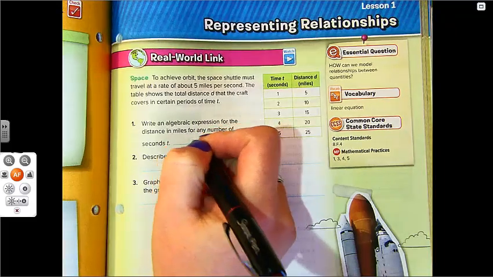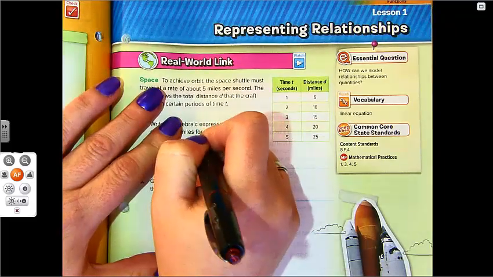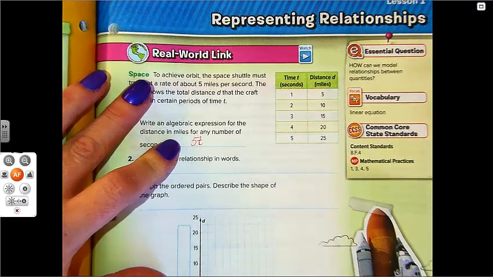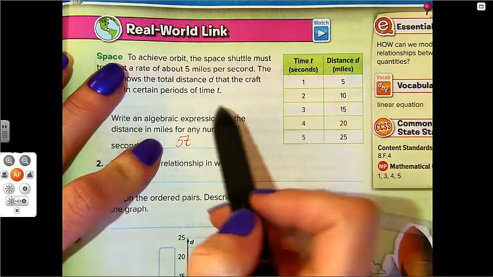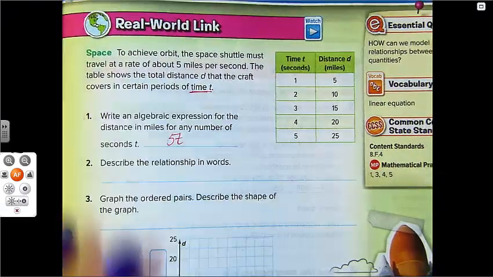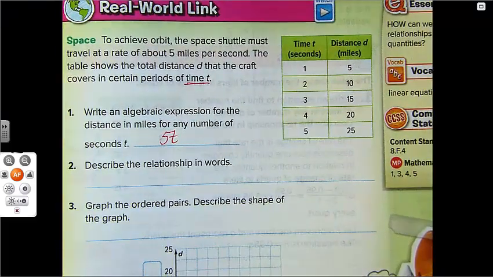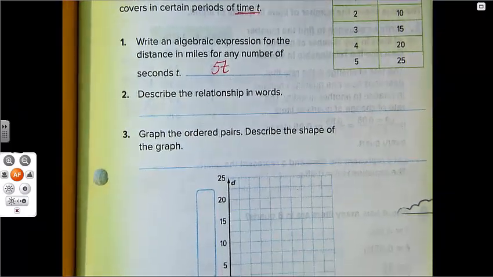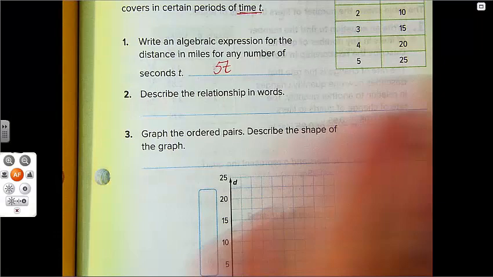So it's 5 times however many seconds I'm talking about, because seconds is t, because it told us up here in the expression that seconds is t, and I have to take 5 times that in order to get how far it has traveled. So now it says describe the relationship in words. Well, we just said that in words.